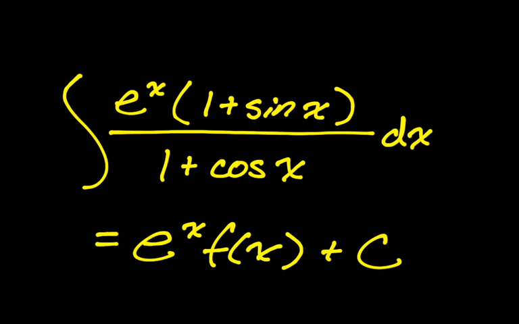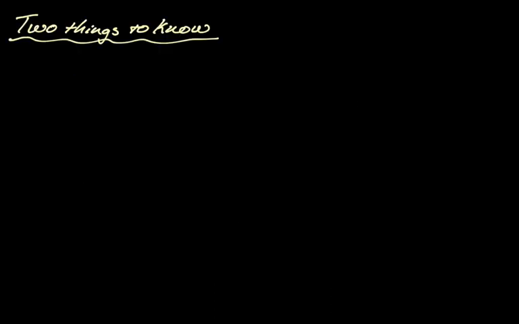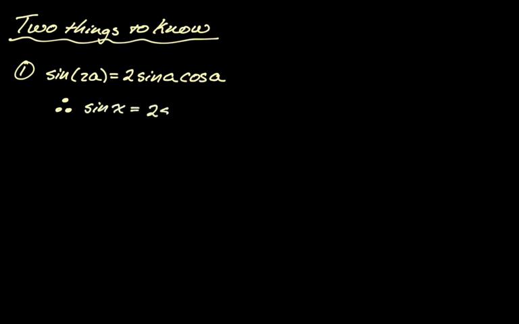So let's see. There's actually, I believe, two things we should know before we really dive in. The first of them is that sine of 2a is 2 sine a cosine a. The reason I'm telling you that is that this will allow us to rewrite sine of x. Because of this, we can replace a with x over 2, and we will get that the sine of x is 2 sine of x over 2 cosine of x over 2. So that is one substitution that we're going to end up making in the problem.